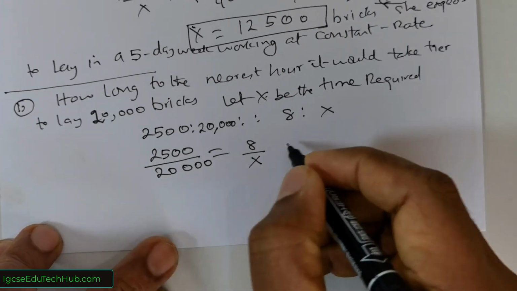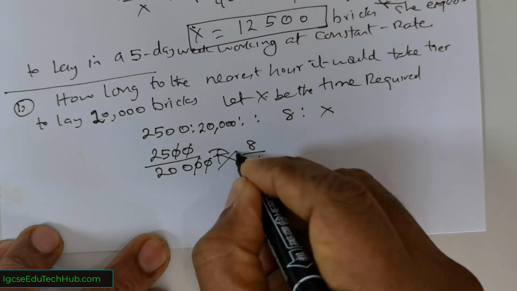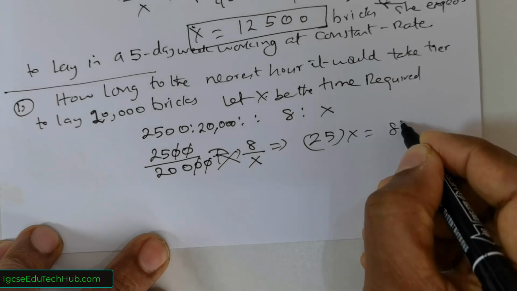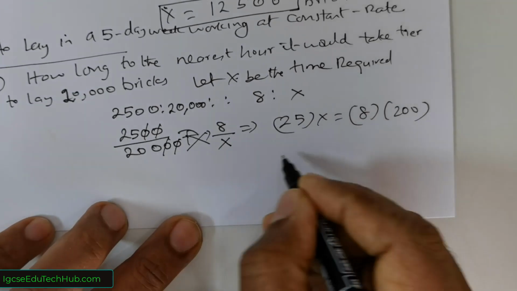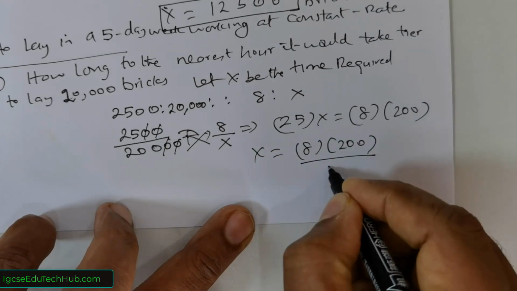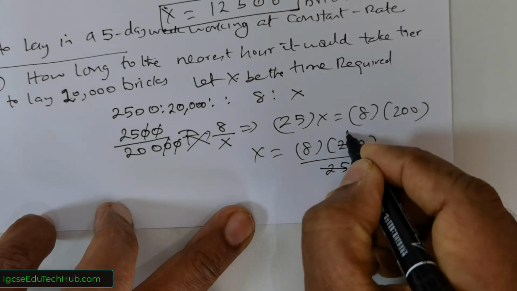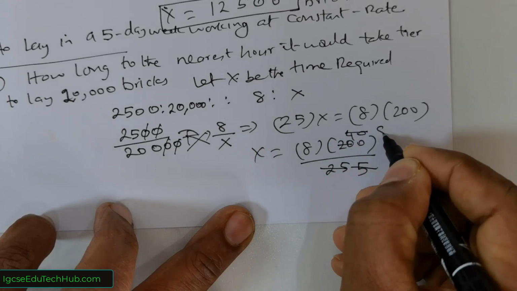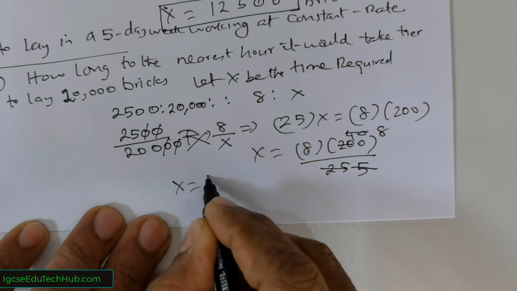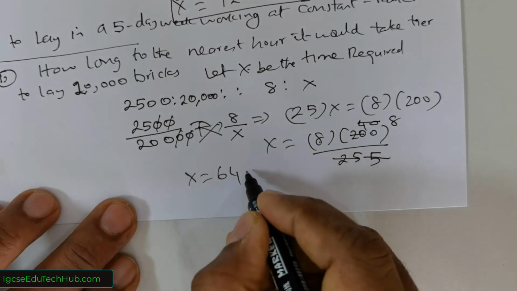So we need to get x. Cancel these zeros and rewrite this by cross multiplying. So this would give you 25 into x is equal to 8 into 200. So x is equal to 8 into 200 divided by 25. 5 divides here 5 times, 5 divides here 4 and a 0, 5 divides here 8 times. So 8 into 8, 64. So x is equal to 64 hours are required, because this time is in hours. So 64 hours.